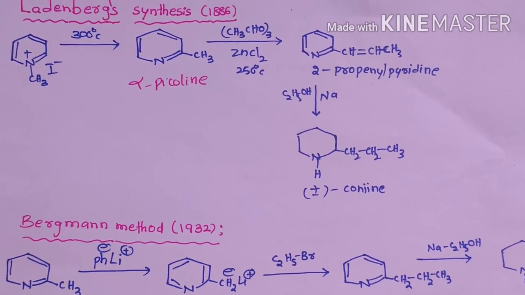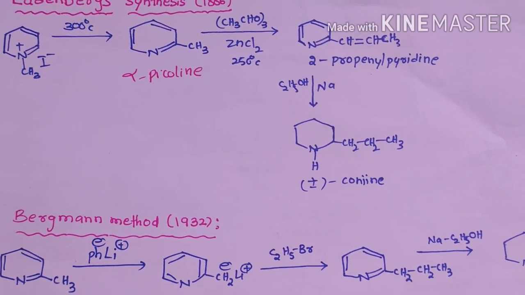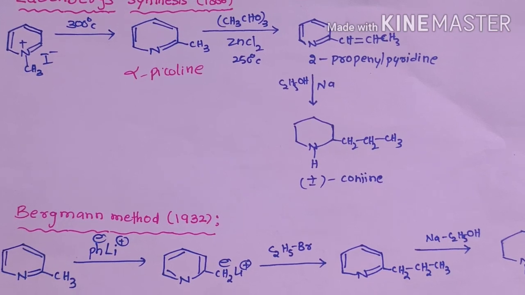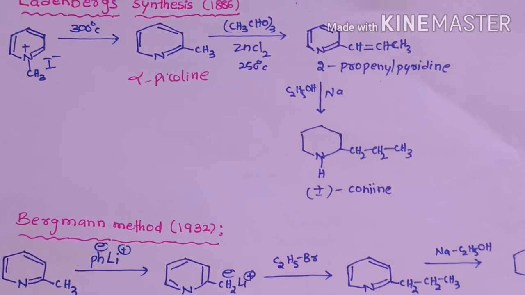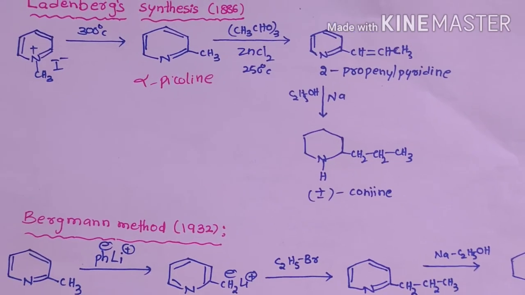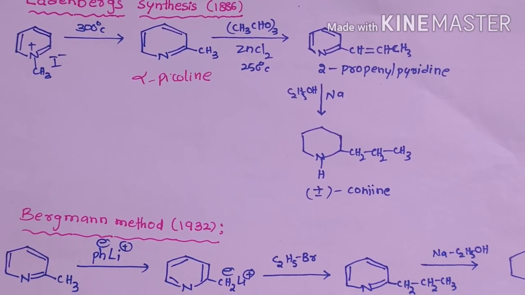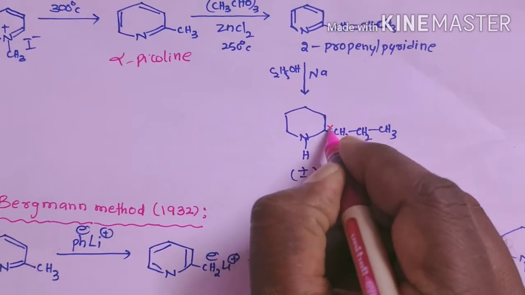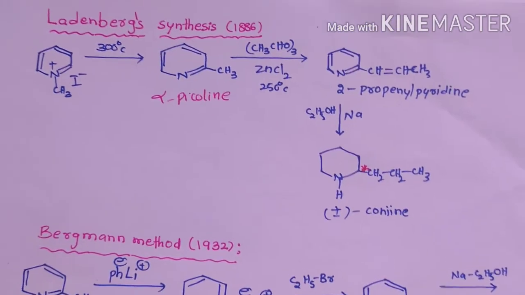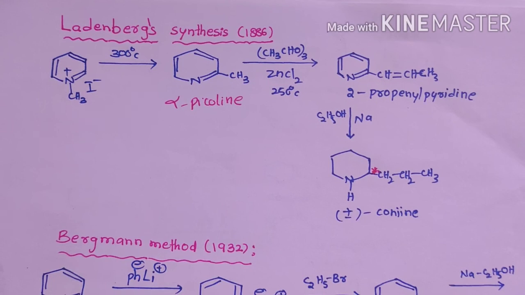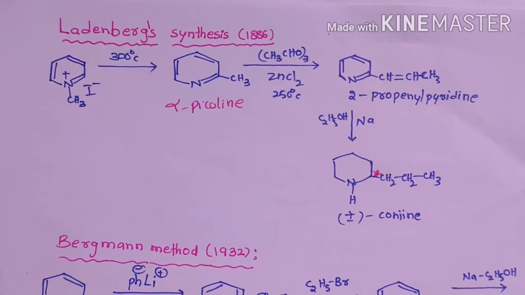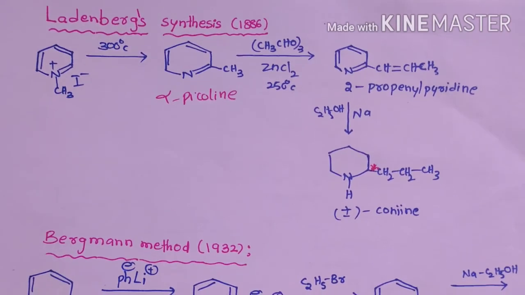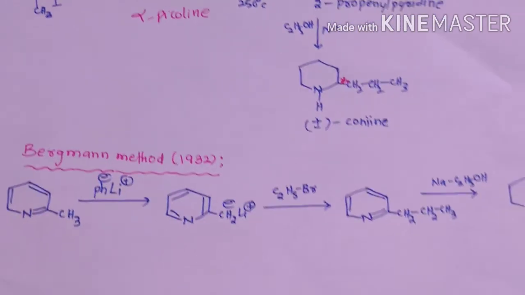When this 2-propenyl pyridine is treated with ethyl alcohol in the presence of sodium, this mixture acts as a reducing agent. So the pyridine ring undergoes reduction and gives us the racemic mixture of conine. Here this carbon is the asymmetric carbon. So in Ladenburg's synthesis, N-methyl pyridinium iodide is the starting substance. Now we go for Bergmann's method.